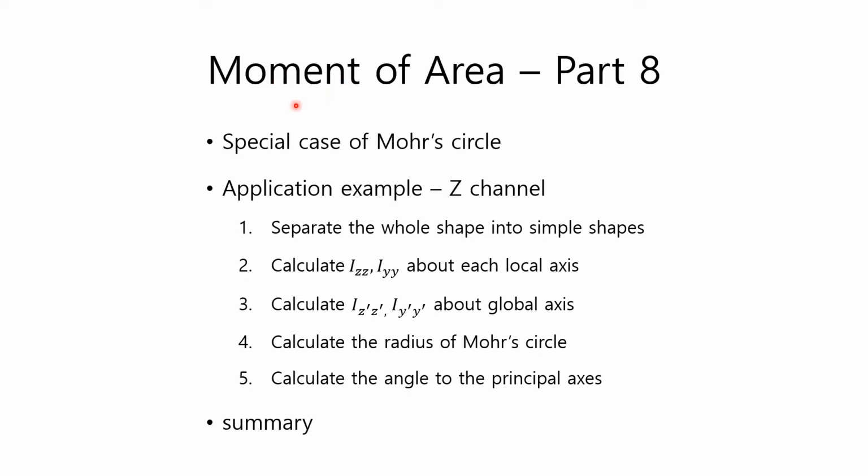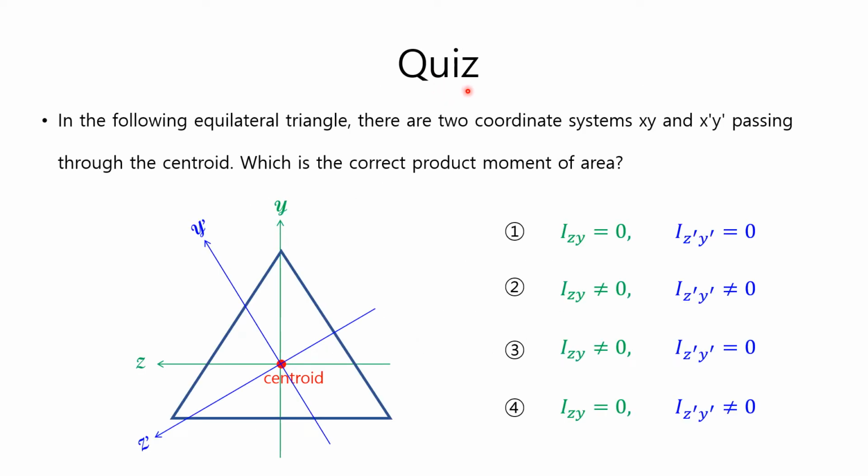Hi guys, I will explain the moment of area part 8 from special case of Mohr circle to summary. Here I have a quiz for you. In the following equilateral triangle, there are two coordinate systems, zy and z prime y prime, passing through the centroid. Which is the correct product moment of area about the two coordinate systems?